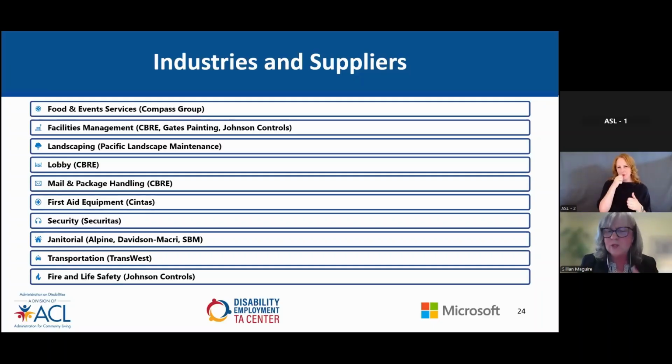First aid equipment, security, janitorial services, transportation. At the headquarters of Microsoft, there are small shuttles that move people around campus and large buses, coaches that move Microsoft FTEs from the community into work and back home every day. We have supported employees working at that company, Transwest. And then fire and life safety. Johnson Controls has hired a supported employee to do fire extinguisher auditing, which is a fantastic role, and he's knocking it out of the park. He's one of the most productive members of his team. Don't tell them I said that.